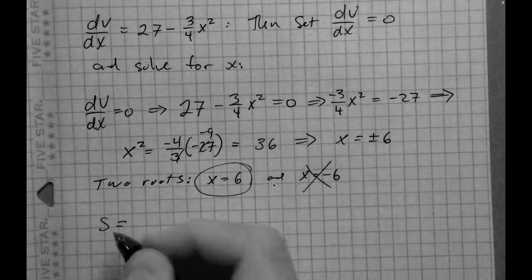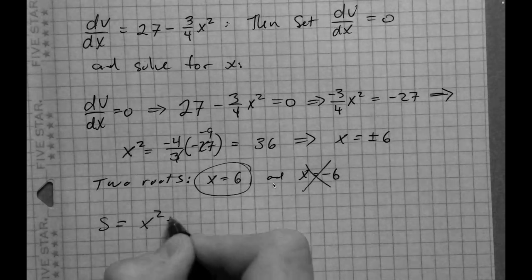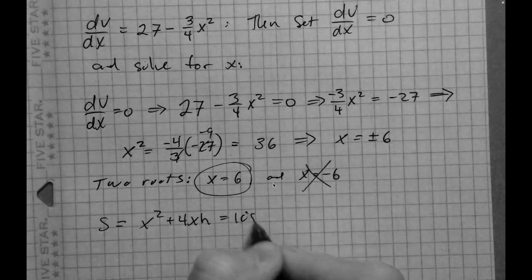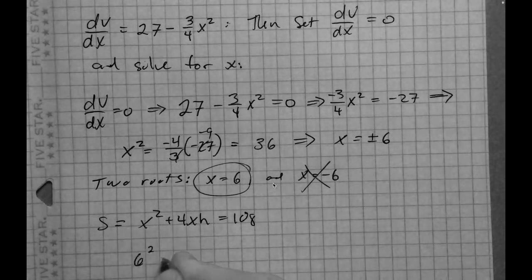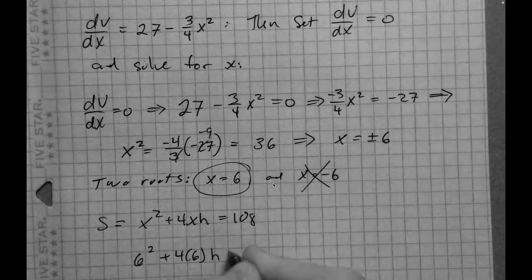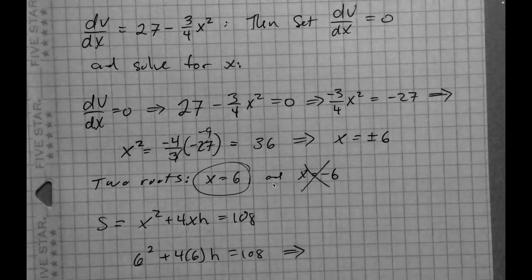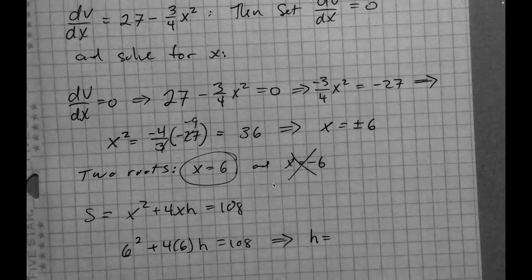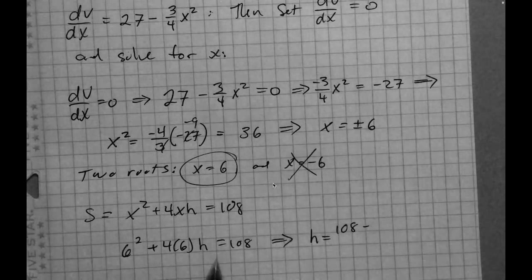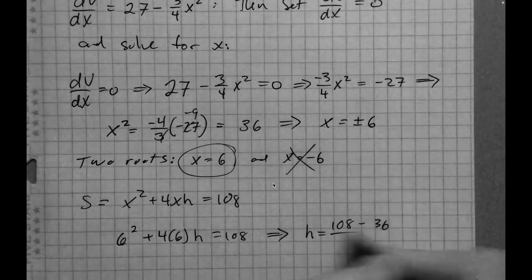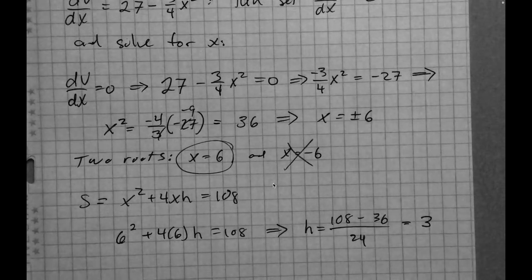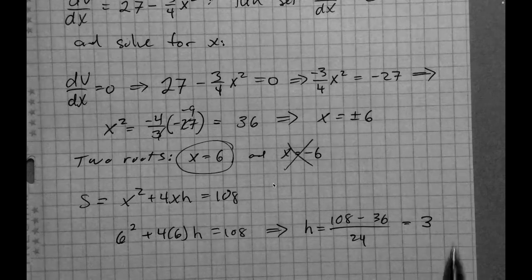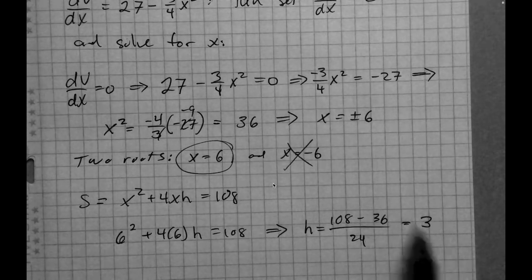So S equals, what was it? x squared plus 4xh equals 108. That's what we had, right? And so if we plug in 6 for x, we can solve for h, can't we? So 6 squared plus 4 times 6 times h equals 108. We can do that arithmetic quick, and we can see that h would be equal to 108 minus 36 divided by 24, which is 3. Okay, so there we go. So that is the height of the box.